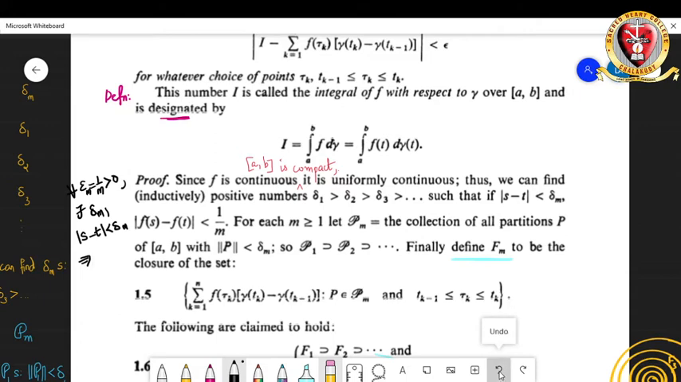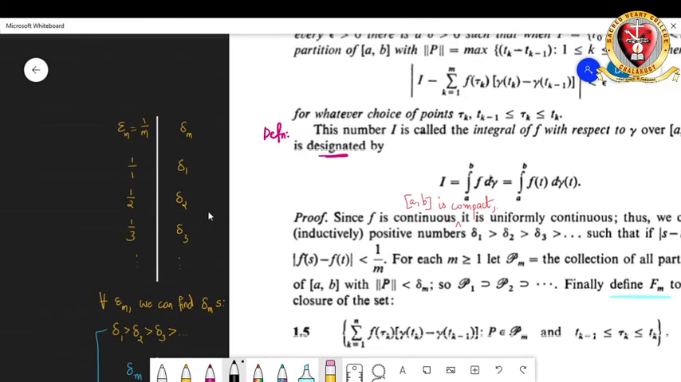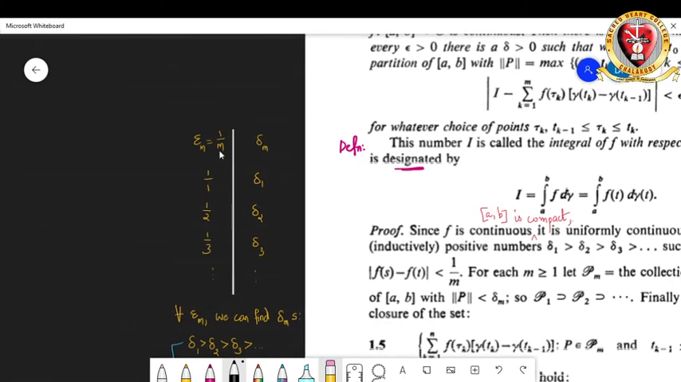Okay, and also you are given a peculiar aspect there: we can inductively find positive numbers delta 1, delta 2, delta 3 correspondingly, such that delta 1 is strictly greater than delta 2, strictly greater than delta 3, strictly greater than delta 4, and so on. So what did we just conclude here? See, epsilon m is equal to 1 by m, then we can find a corresponding delta m.